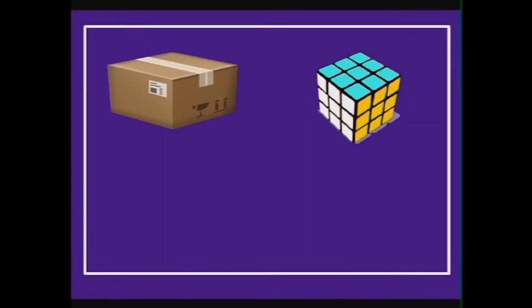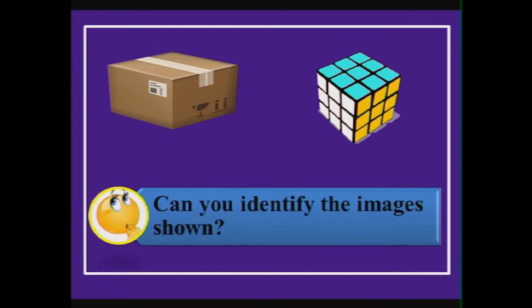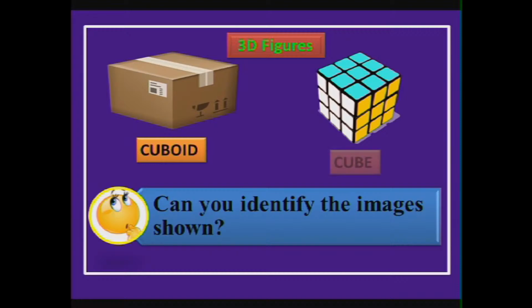Children, can you identify the images shown on your screen? Yes, you are absolutely right children. They are 3D figures. But even these 3D figures have different names, isn't it children? Can you identify the names of these two images shown once again? Yes, the first one is called a cuboid. Now the second one, you are absolutely right children, it is called a cube.